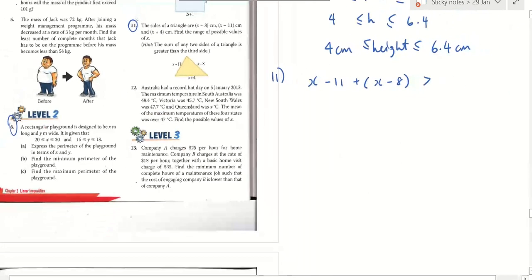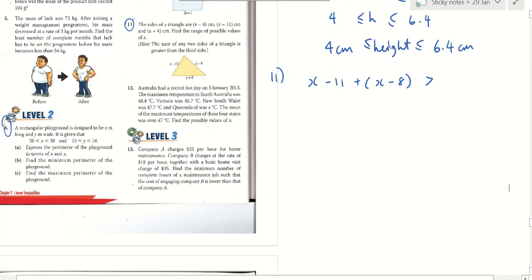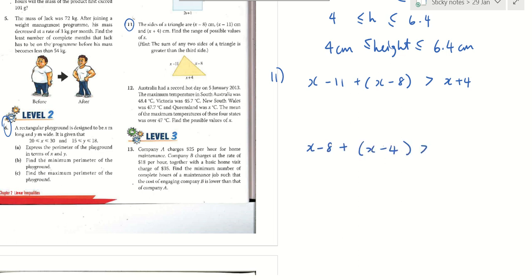Okay, the printing is not very clear. Okay, now it's there. Supposed to be greater than x plus 4. This is the first inequality that I can write. The next inequality, I'll leave some space over here so I can solve it. The next inequality that I can write is x minus 8 plus x plus 4. This has to be greater than x minus 11, which is the other side. So leave some space again. The final inequality that we could have, x plus 4 plus x minus 11, has to be greater than x minus 8.